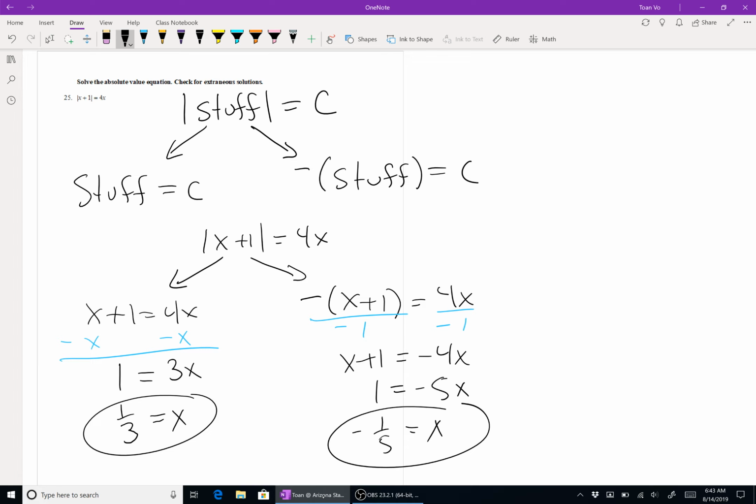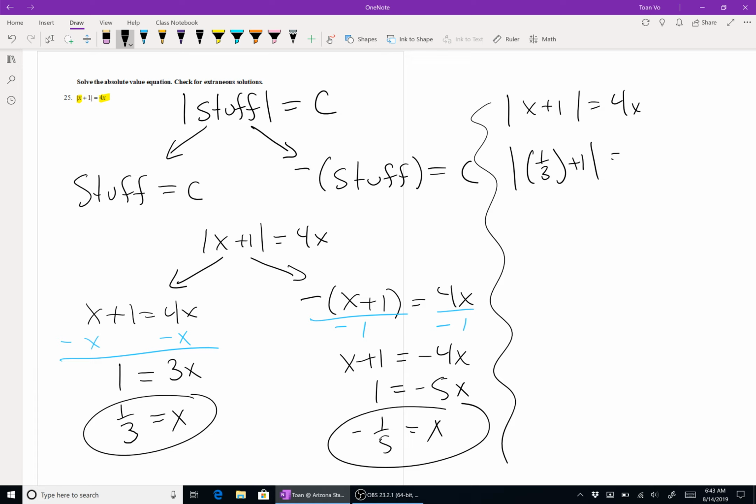Now, the instruction did say check for extraneous solutions, so I was trying to give you a hint there, because if your absolute value equation has x's on both sides, you always have to check. So when you check, you just plug it back into the original problem. So let's check 1/3. So absolute value of x plus 1 equals 4x. To check, you just change all of the x's, or all the variables, into your possible answer. And then all you have to do is do arithmetic. 1/3 plus 1 is 4/3. 4 times a third is 4/3. Is it true that absolute value of 4/3 equals 4/3? Yes, so this is a good answer.